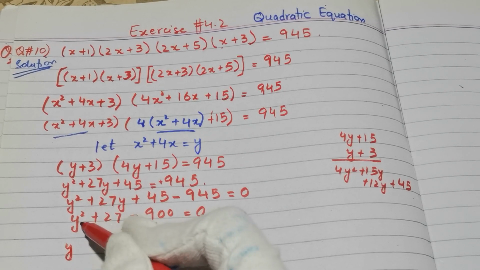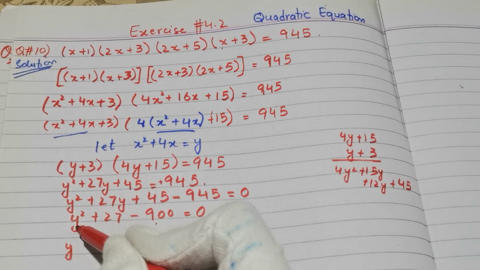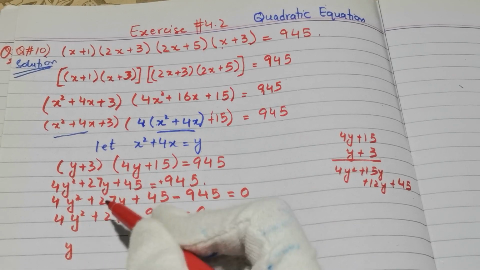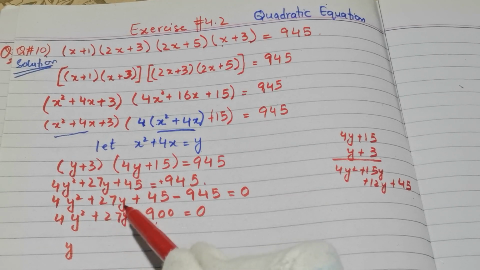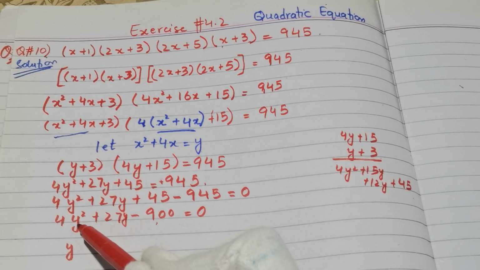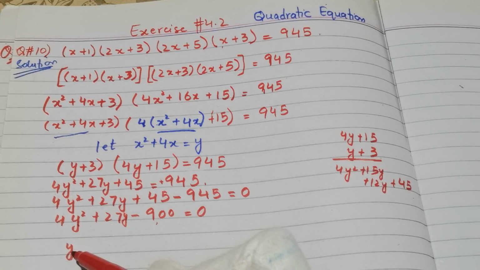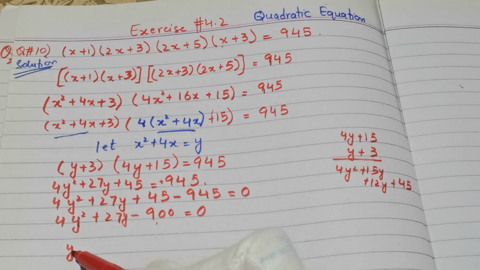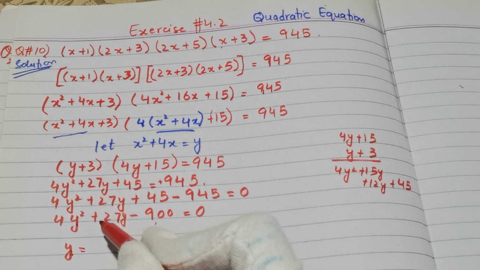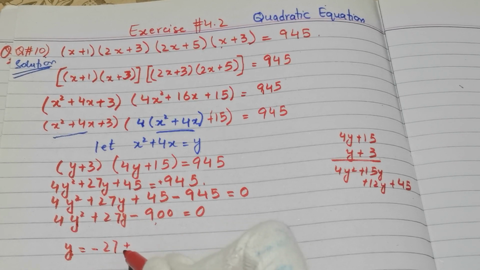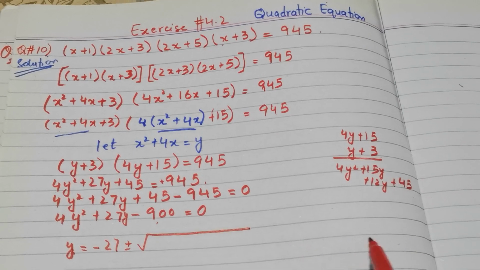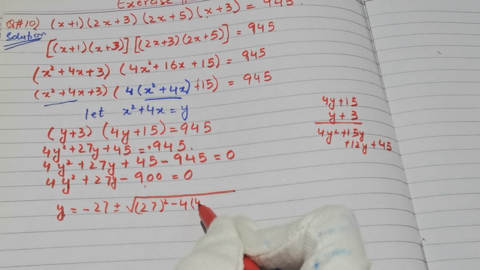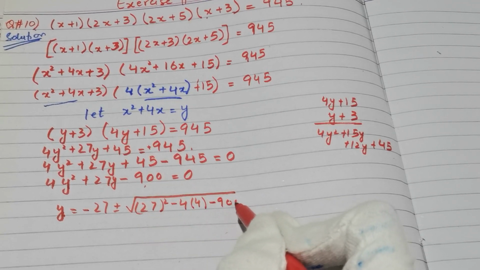So y, we can see that 4y square, this is a quadratic equation, and this variable is y, so we'll find the root of y. If the variable is x, we write x. This is y, so we write y. So y is equal to minus b, b is 27, plus minus under root b square. b is 27 square minus 4, a is 4, c is minus 900.